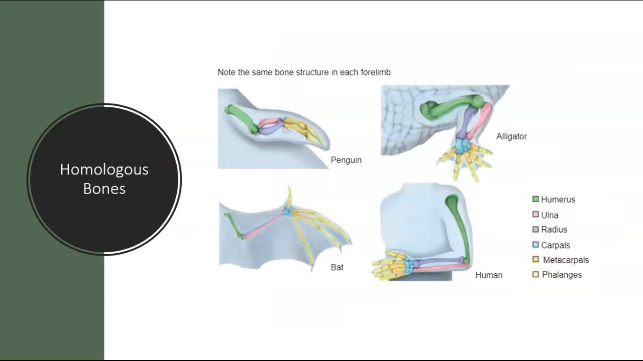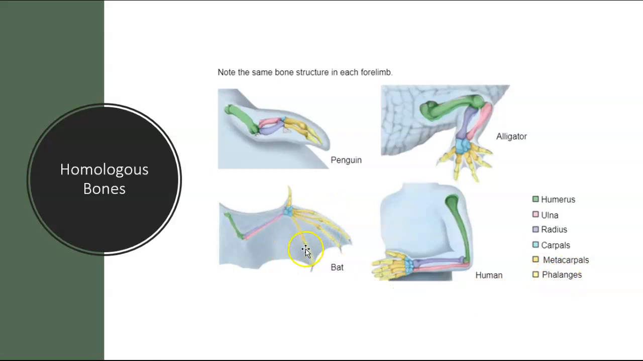Here's some other examples of homologous bones. Okay, these are types of homologous structures. And we're comparing a penguin, an alligator, a bat, and a human. And you can see the color coding that shows these homologous. Again, the phalanges are the digits, the fingers. And you can see here yellow is the phalanges.